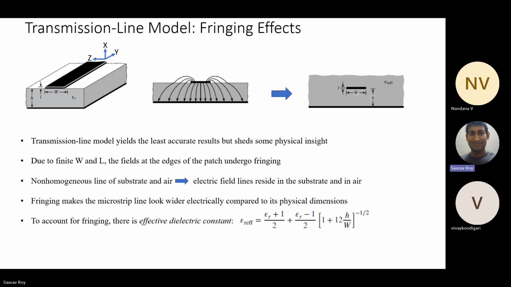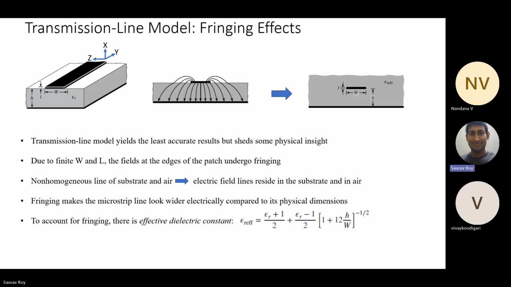Now what happens? It is a non-homogeneous line, obviously, that we discussed, right? Because it has an interface between air and dielectric. That's why electric field lines reside in the substrate as well as in air. Now fringing makes the microstrip line look electrically wider compared to its physical dimension. So generally we have to take all the fringing fields into effect. We consider a geometrically wider line, so W should be wider than this to take all the fields inside the line. That is why the effective dielectric constant is given by this formula.